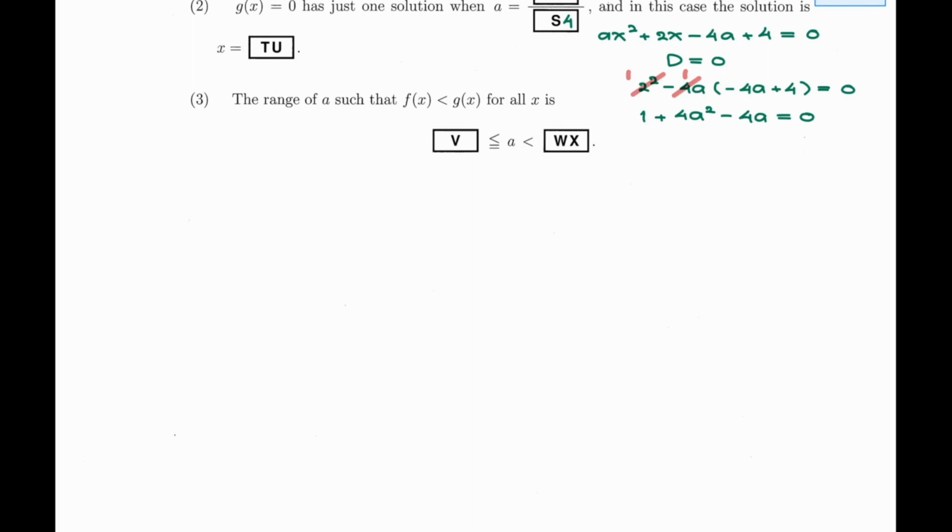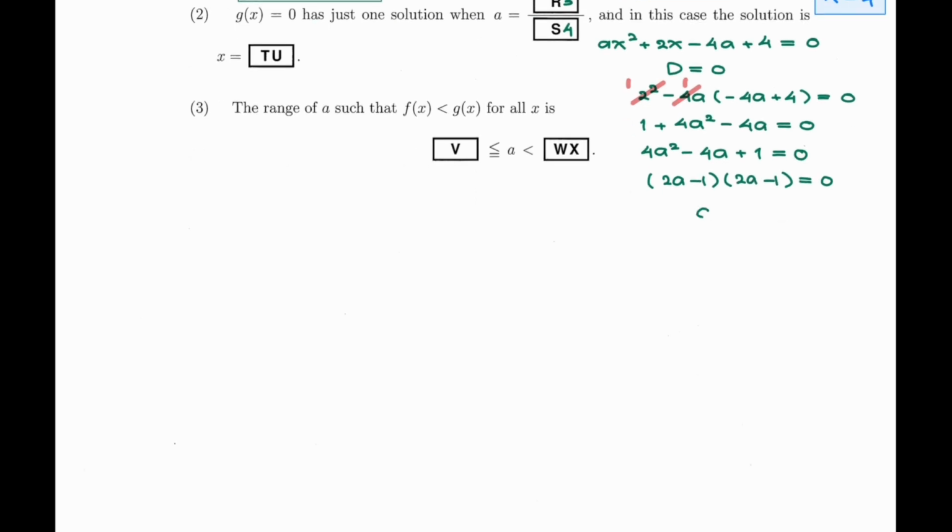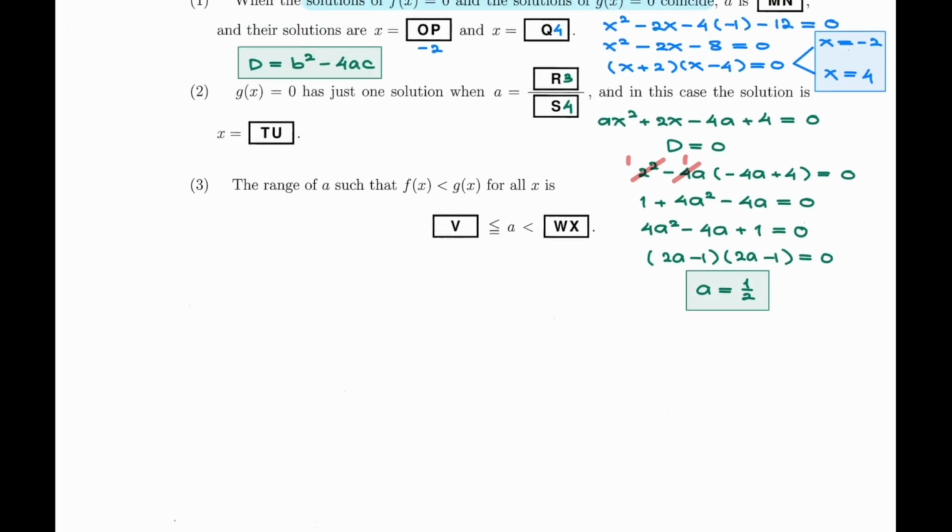And then, since we want to find the value of a, I just need to factorize this quadratic expression. 2a minus 1, 2a minus 1 equals 0. Then a equals half. I think this is the correct one. So, instead of 3 over 4 here, I will change it into 1 over 2.